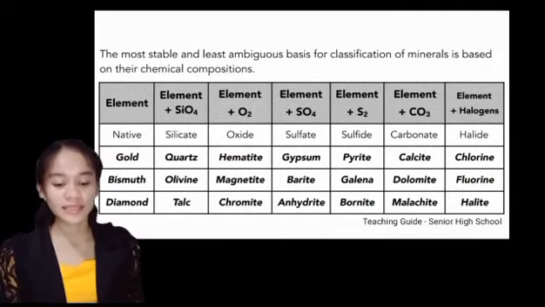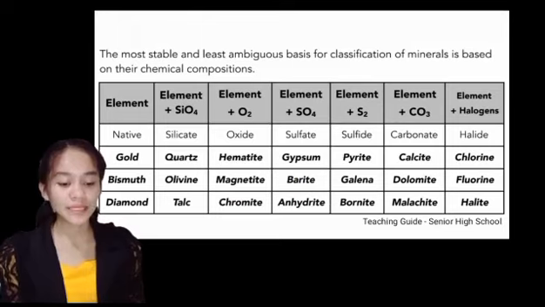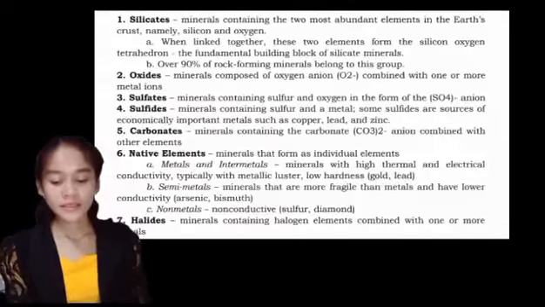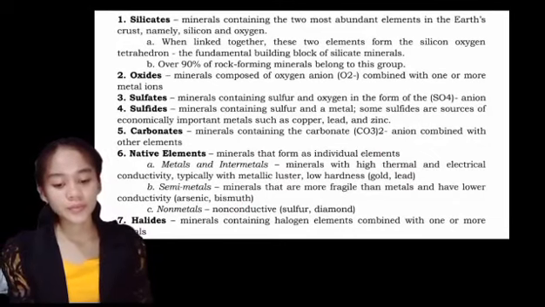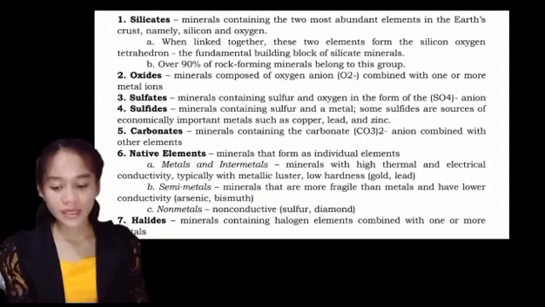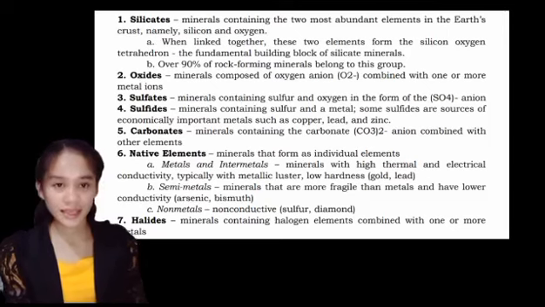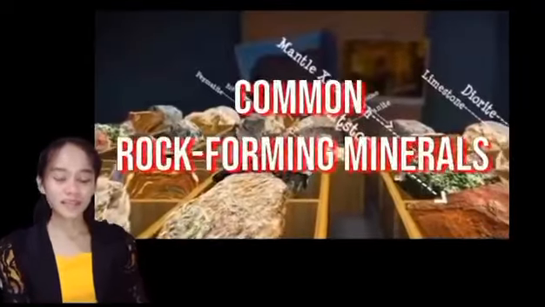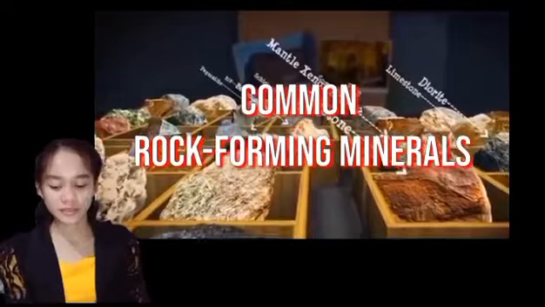The most stable and least ambiguous basis for classification of minerals is their chemical composition. Silicates. Minerals containing the two most abundant elements in the Earth's crust, namely silicon and oxygen. Over 90% of rock-forming minerals belong to this group. We also have oxides, sulfates, sulfides, carbonates, native elements, and halides. And these are the common rock-forming minerals.